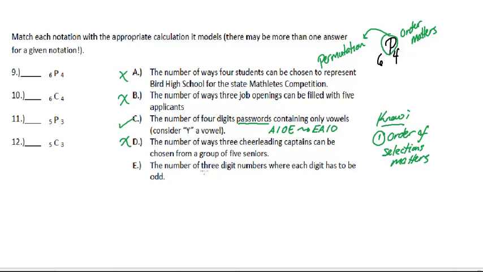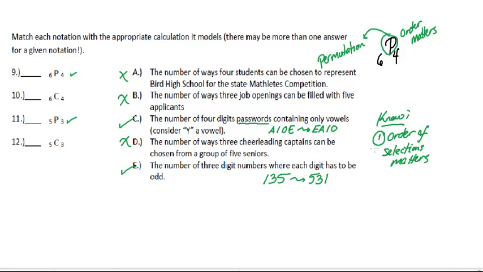And for here we have the number of 3-digit numbers where each digit has to be odd. Okay, well here we're talking about 3-digit numbers where they all have to be odd, so I could say like 135. Well, that is different from 531. So here we're looking at a permutation as well. So right out of the gate, I know I'm looking at either C or E. And really, I've helped myself out a little bit, because now I'm looking at 9 and 11. I could answer both of these at once, kind of.